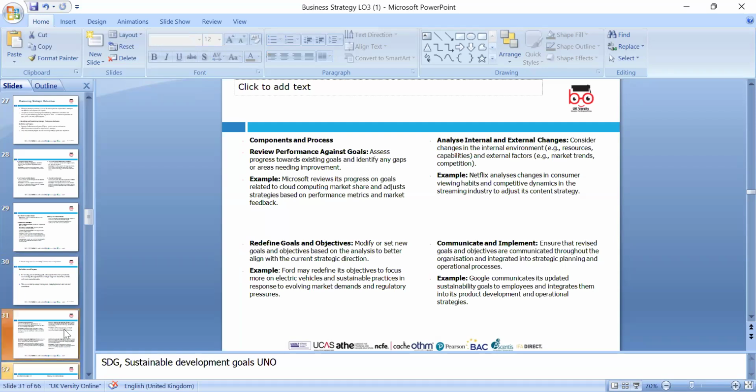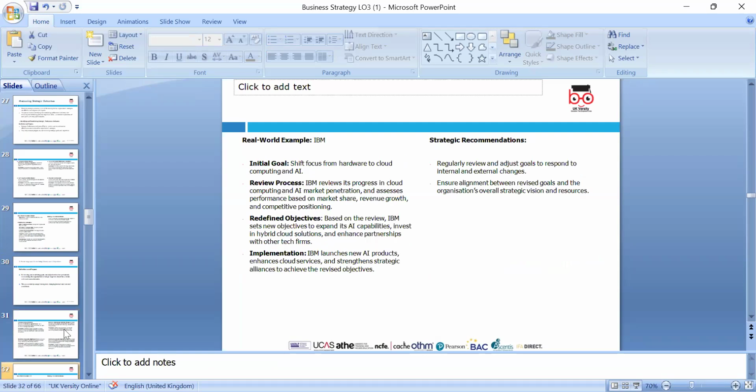Okay, so in the real world, we can apply this to IBM. The goal is to focus on moving from hardware to cloud computing. Review IBM and revise the progress of cloud computing. Market penetration: assessing the existing market and existing product. They have to redefine their objective based on the review.